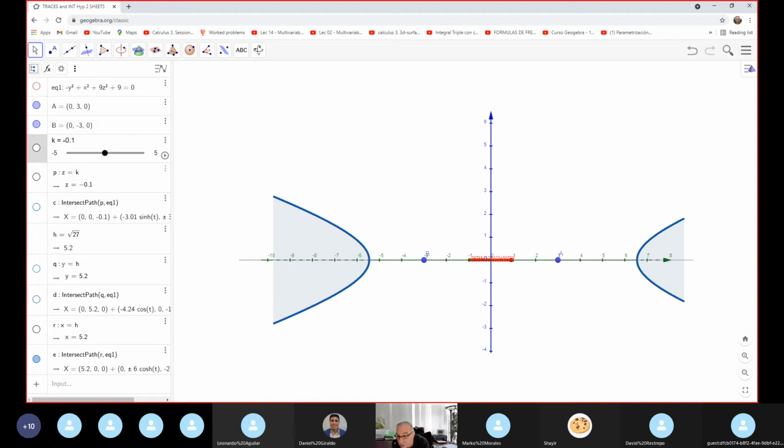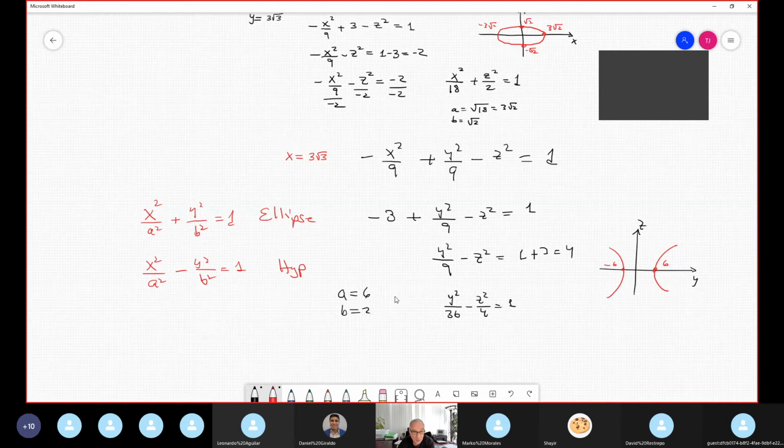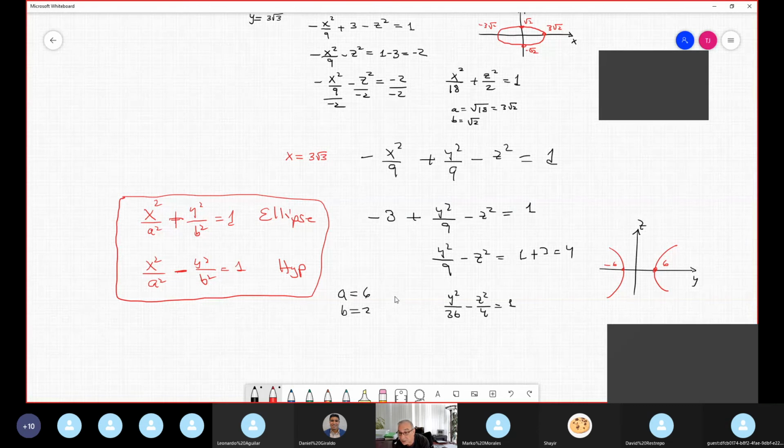Can you share the whiteboard? Sorry. It's complicated for me to share at the moment because in my mind I focus here on the mathematics. I forgot to share. Okay, the thing I try to explain, I suppose that you know very well. Okay, ellipse is positive and hyperbola is negative, no? The sign is different. Yeah.